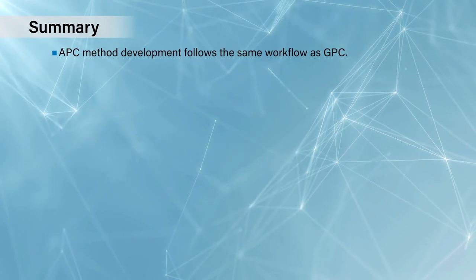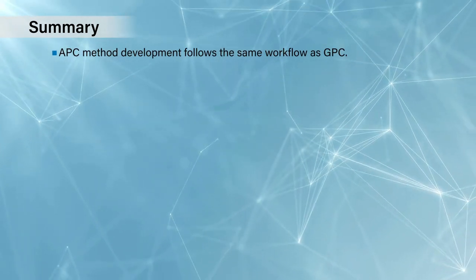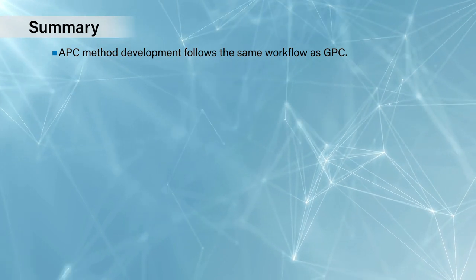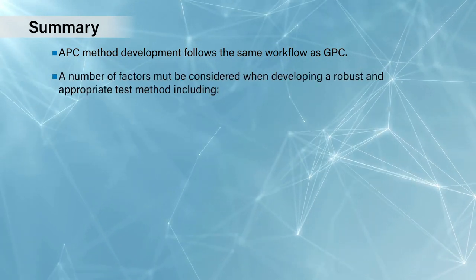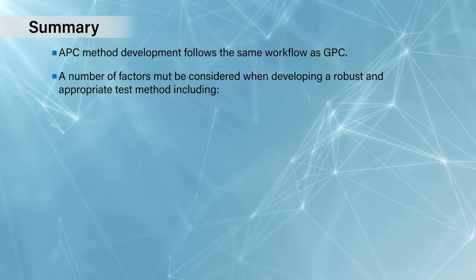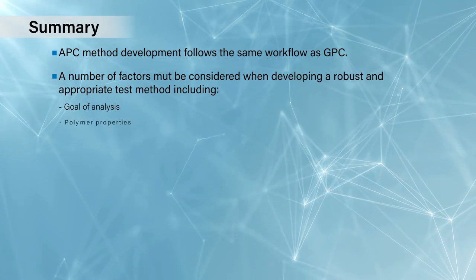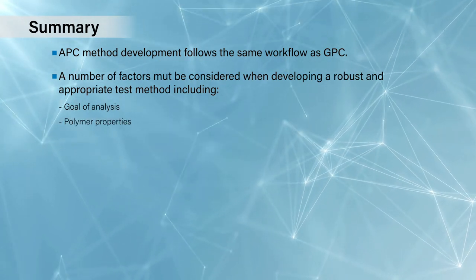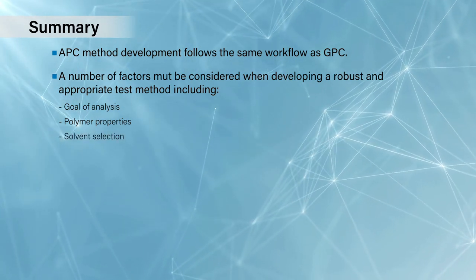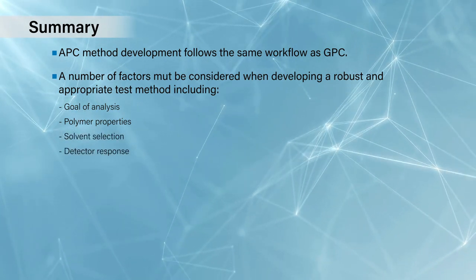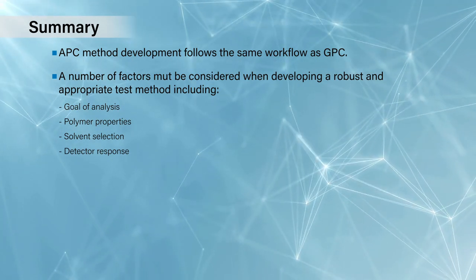So now we've completed our look at the method development approach to the Acquity APC, the system, columns and standards. So to summarize the workflow of approaching method development with the APC, it's the same as GPC. You have to consider a number of factors to ensure you have a very robust and appropriate test. So first and foremost, the goal of the analysis, then what are the properties of your polymer, the chemistry, the molecular weight, selecting the most suitable solvent, the most suitable mobile phase. Which detectors do you need to ensure that you're getting the information that you require out of your experiment?